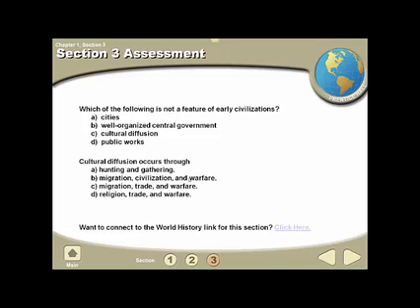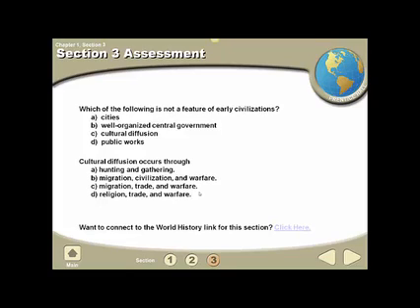How does cultural diffusion occur? Hunting and gathering, migration, civilization, and warfare. Migration, trade, and warfare. Religion, trade, and warfare. So I would say probably warfare has something to do with it, since warfare is in 3 of them and they're kind of tricky. We also have trade in 2 of them, so probably trade has something to do with it.